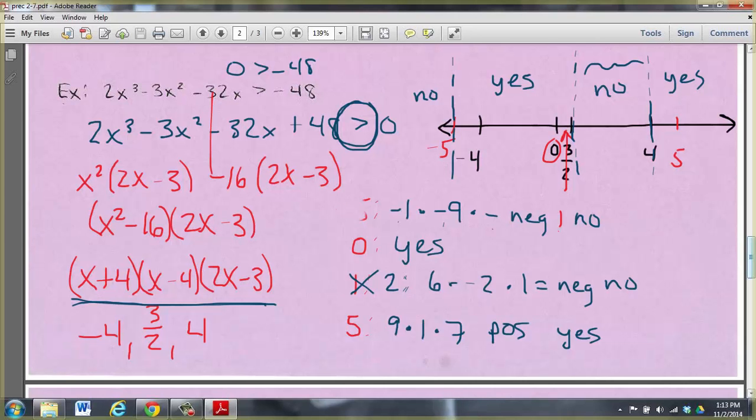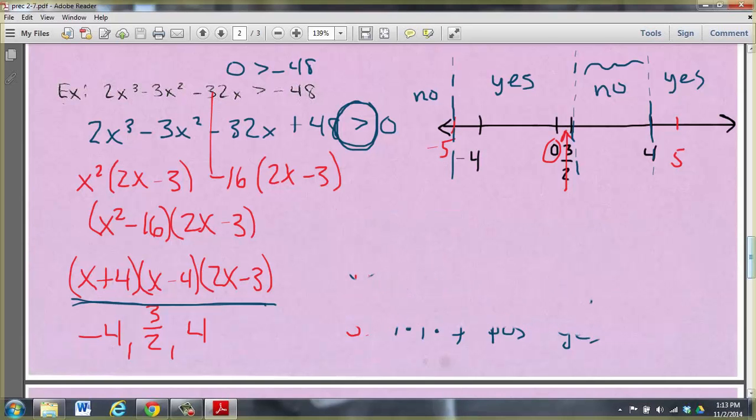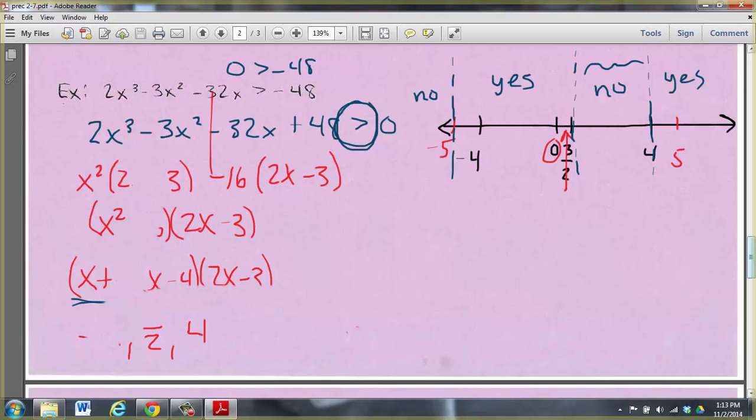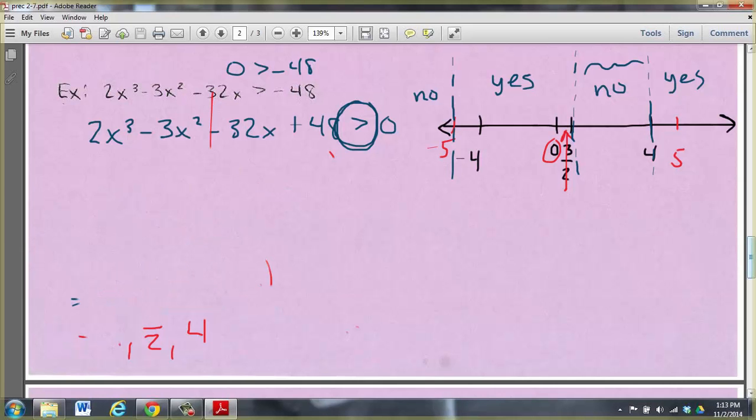Alright, so let's start erasing some stuff here. You don't have to erase, I do. I'm the one that doesn't have any more room.